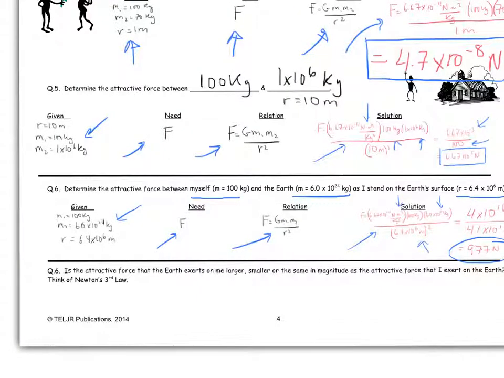Okay, the last question on here is pretty much a gimme. It says, is the attractive force that the Earth exerts on me larger, smaller, or the same in magnitude as the attractive force that I exert on the Earth? Think of Newton's third law. They are actually going to be the same, because when you use this formula, it does not matter who's pulling on who. The two forces are going to be the same. They'll just be opposite in direction. Now the big deal is that since I'm so much lighter than the Earth, the force affects me infinitely more than it does the Earth.